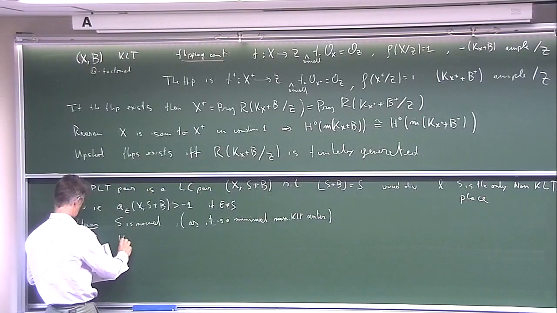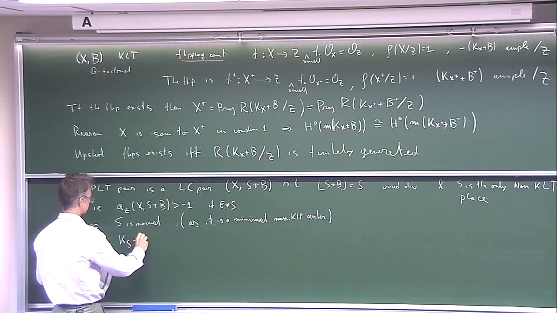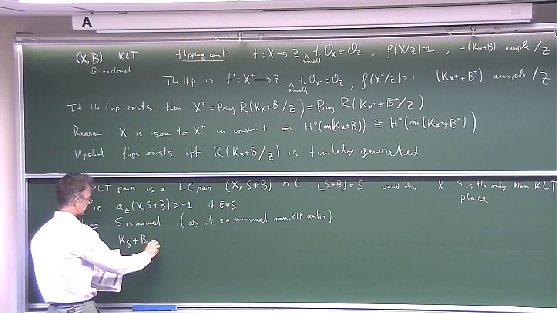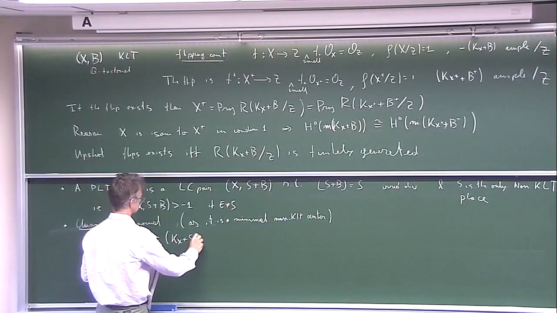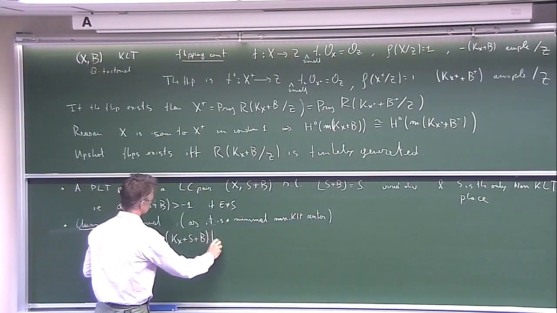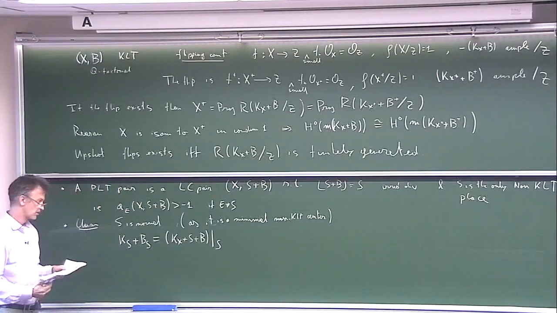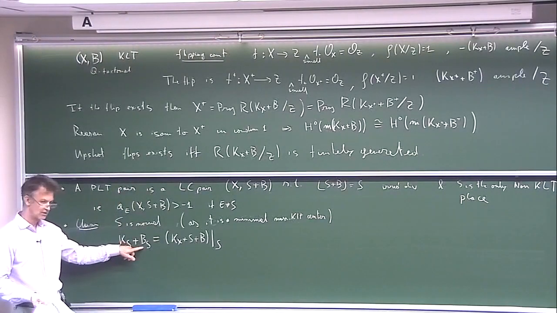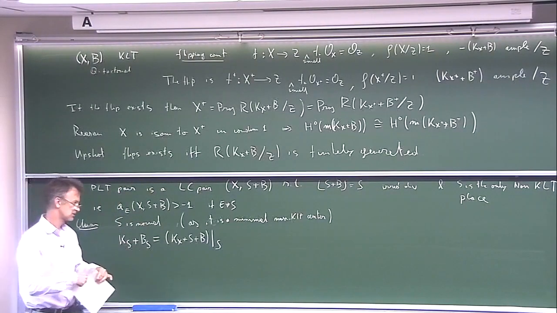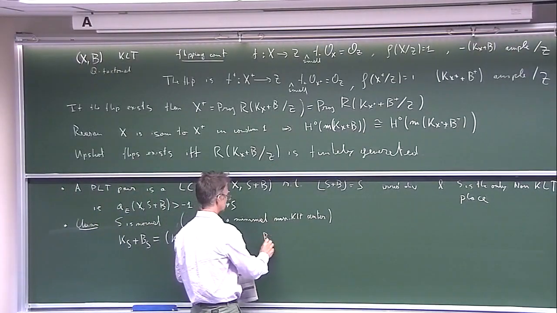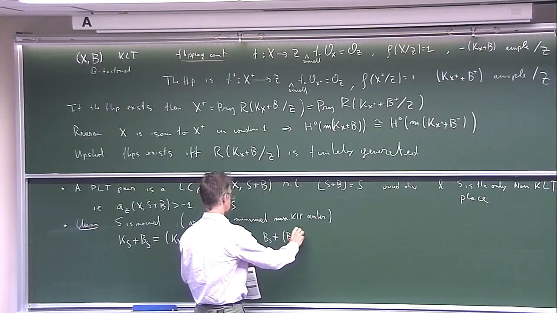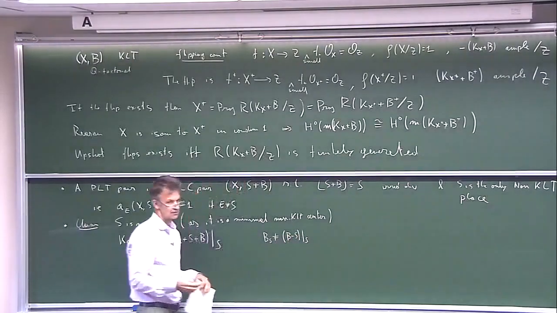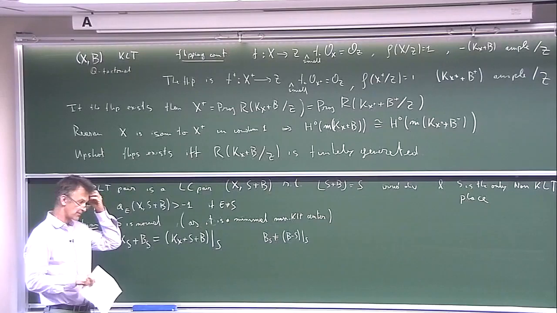So I can do K_S plus B_S is going to be defined by taking adjunction K_X plus S plus B and restricting to S. Okay, now be careful. It is not true that B_S is just B restricted to S. B_S may not be the same thing as B minus S restricted to S. We've already seen examples of this.